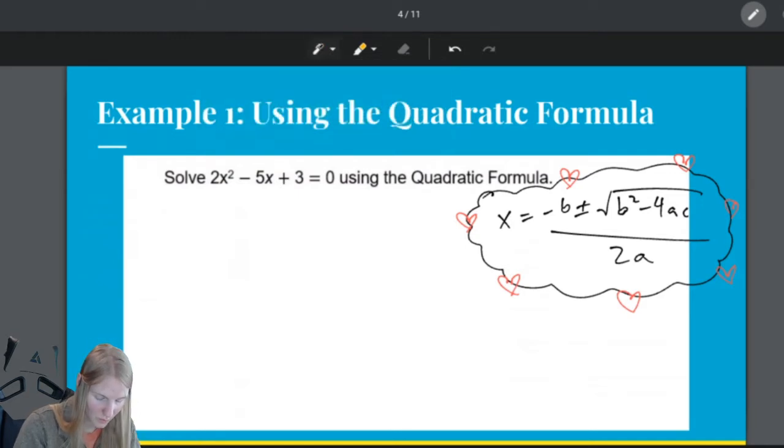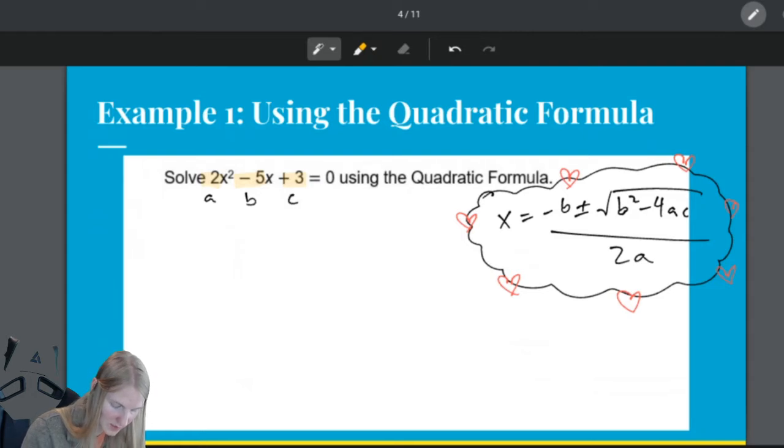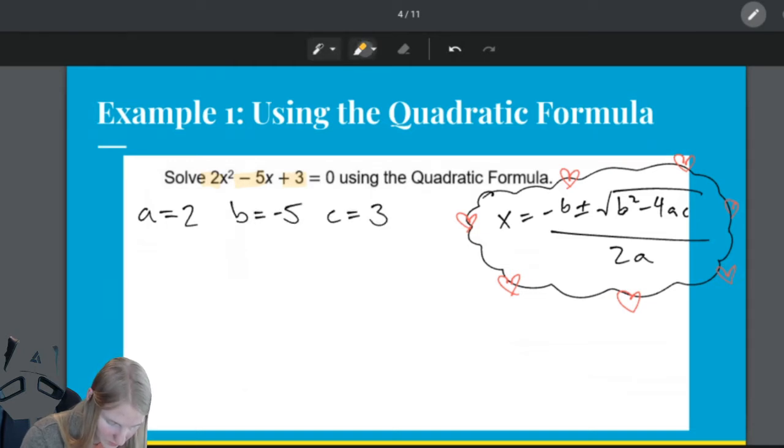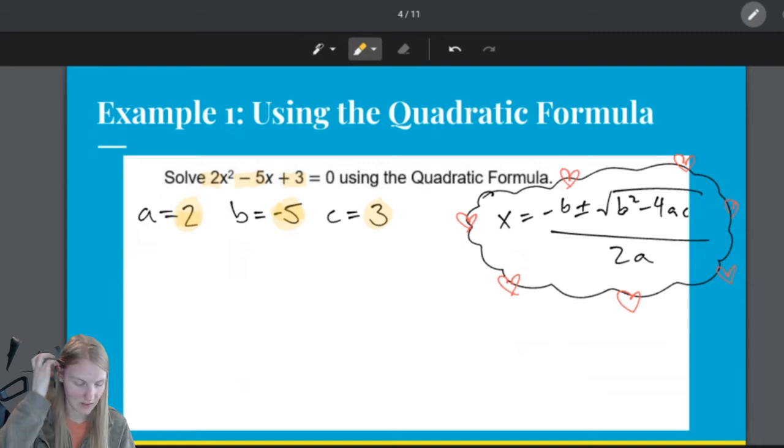So now, we're going to write this again, but now we're going to fill in the blanks. So remember, we have 2, -5, 3. So here is A, here is B, and here is C. And in fact, actually, let's write it this way: A equals 2, B equals -5, and C equals 3. Like that, so it's nice and easy to see.